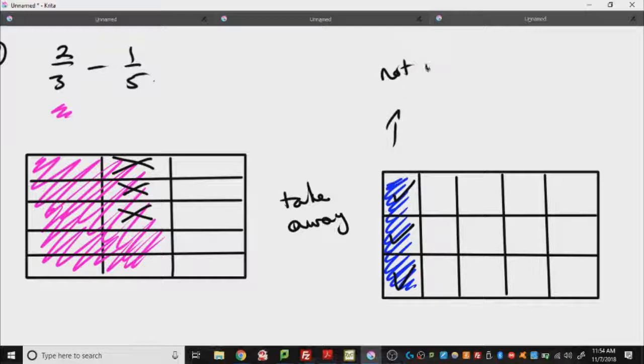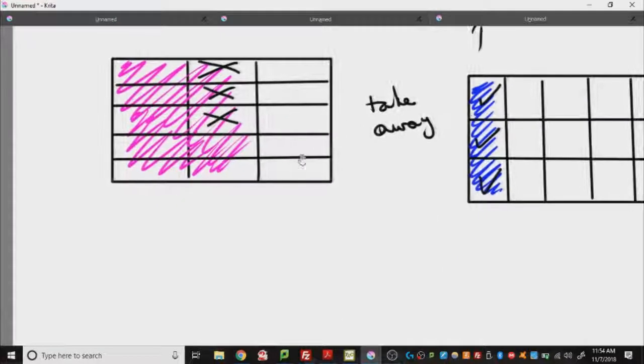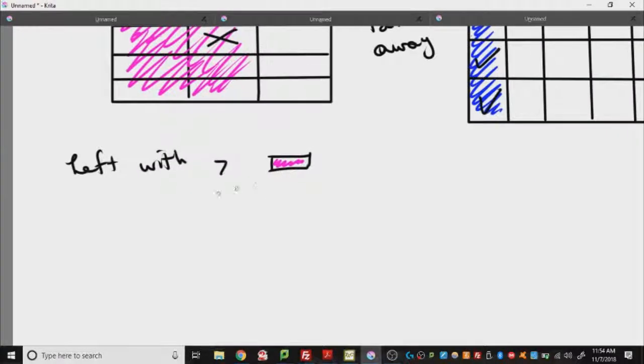Whoa, one step at a time. This is not what we have. It's what we're taking away. I just want to visualize it. So what we're left with, it's much less to write down here. We're left with 1, 2, 3, 4, 5, 6, 7 little pink pieces of what we have.